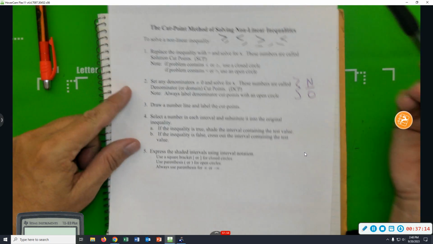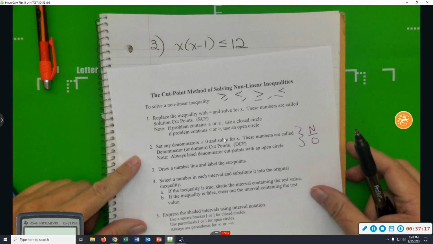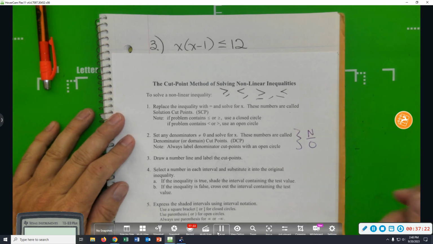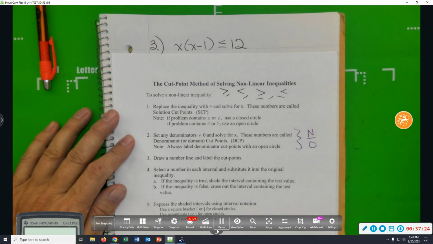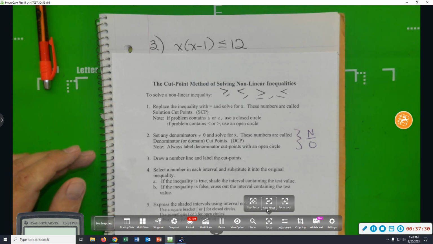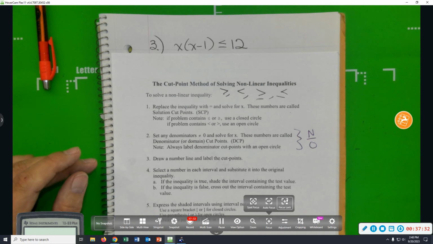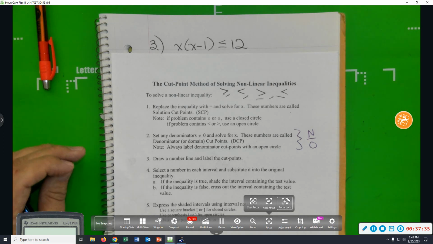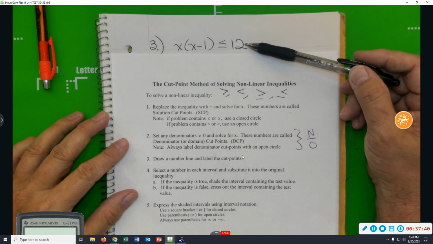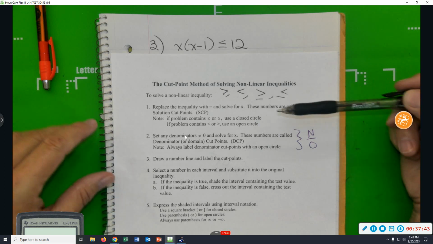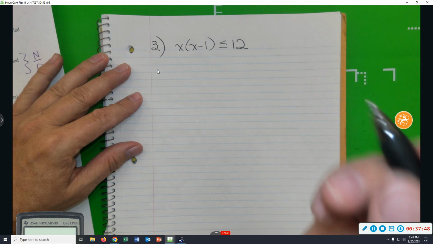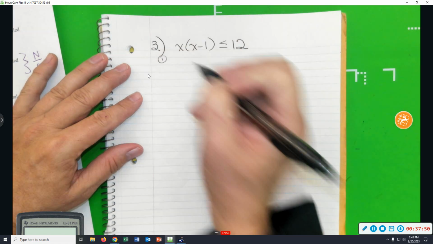Are we going to get to skip the second step here on this one, like we did the previous one? Yes, because there are no fractions. There are no fractions in the original problem. We should be able to find at least one solution cut point, hopefully 2. If we can only find one, then we're probably looking at a repeated factor situation.